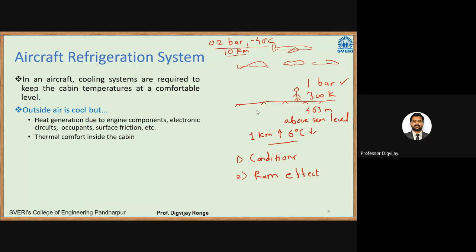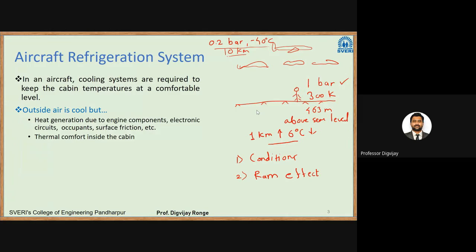Third is occupants. Yes, we as occupants release both kinds of energies, sensible as well as latent. Then the last is surface friction. As the aircraft is flying at high altitudes, due to its friction with the outside air, heat is generated. So that is the first point.